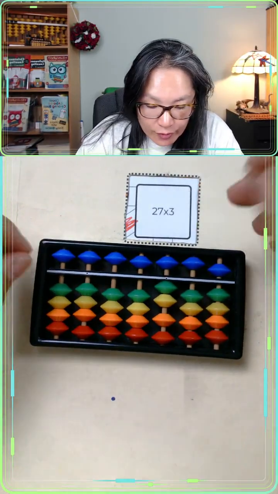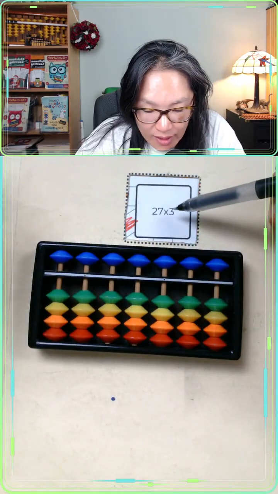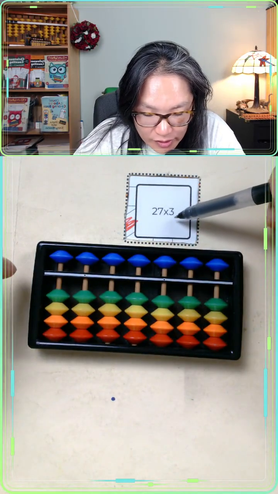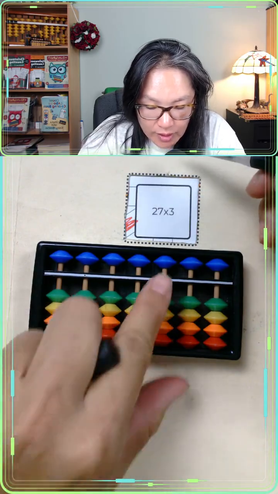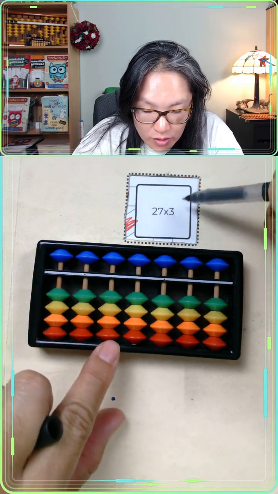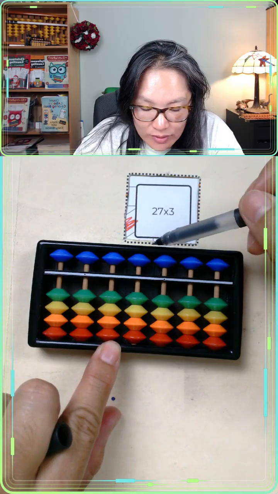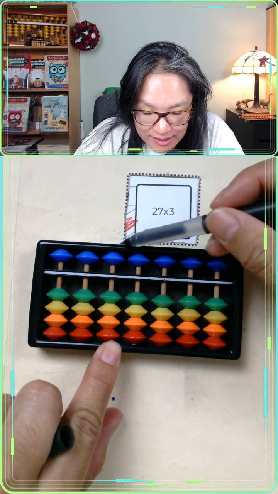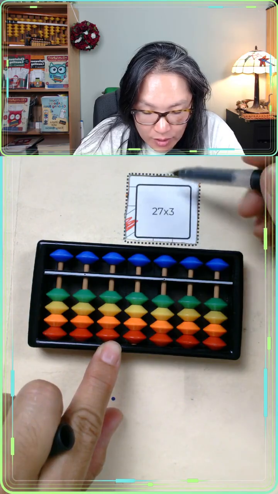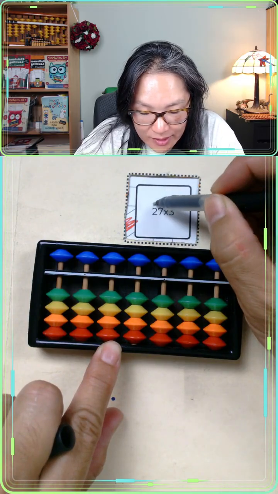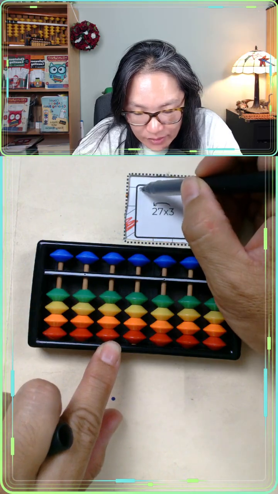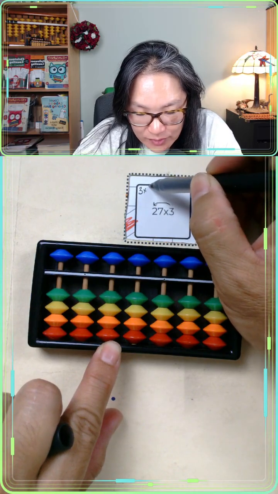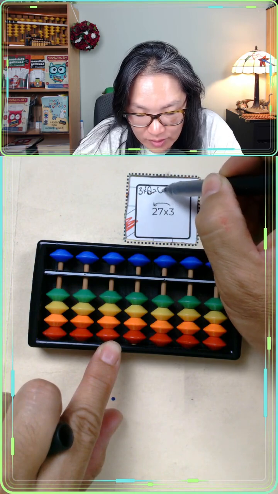So I have 3 on my abacus. Now I'm going to count how many digits are in my question. I have 1, 2, 3. So because I have 3, I don't need to think about anything else. I just need to know where to put my number. The reason why is because I'm not going to say 3 times 20. I just need to say 3 times 2. 3 times 2 is equal to 6.